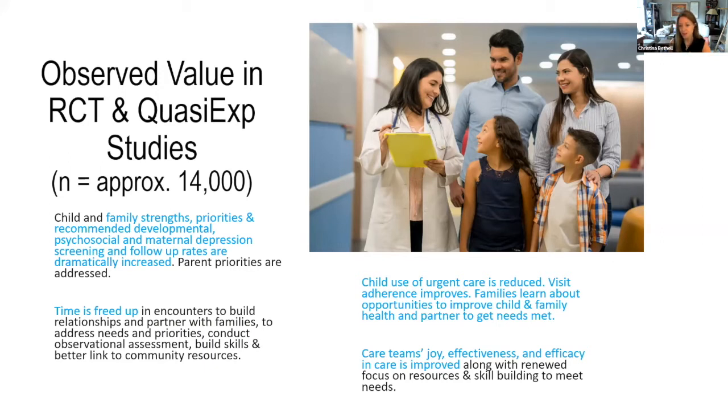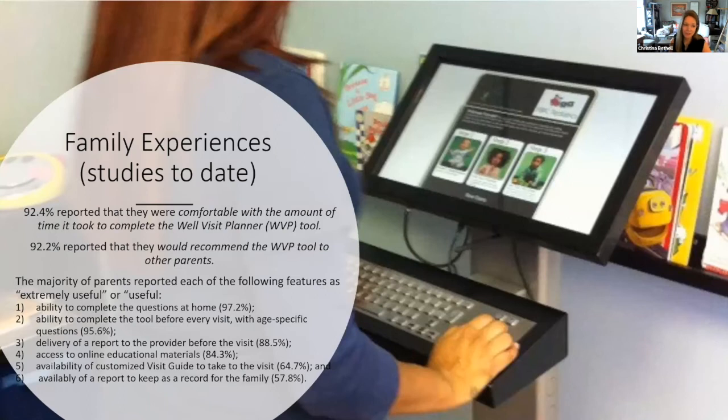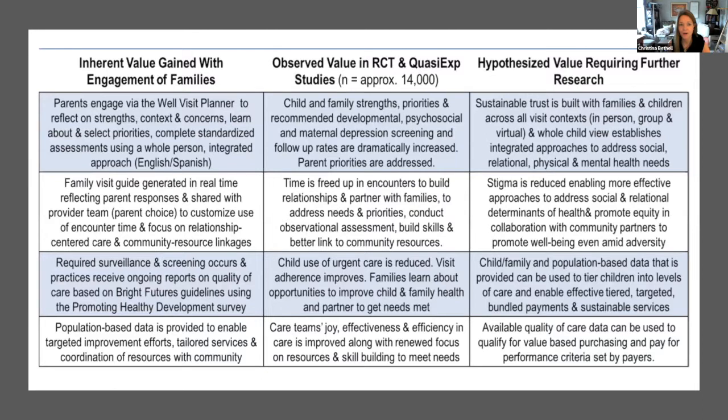Reductions in urgent care use, and also improvements in, as I mentioned, team joy, effectiveness, and efficiency. Family experiences have been routinely high. It's always been around 92, which is mysterious. This is just an example of the tool being used in a kiosk in a community health center in Los Angeles. I can share these slides with you if you want to know more, and I'm not going to go through this, but this is just summarizing more detail about the studies.